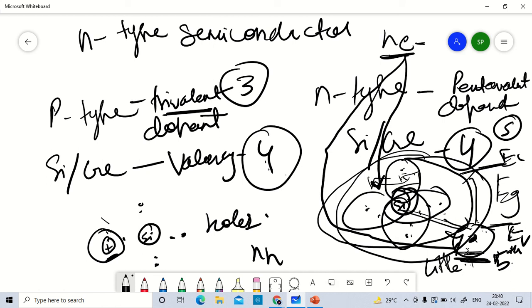So NH, the number of holes, is only due to intrinsically freed electrons. Only those holes. When we are counting the holes, we are not counting a hole every time for the fifth electron, because the fifth electron is already free. It is not strongly bonded with the silicon atom. It does not have such a place.